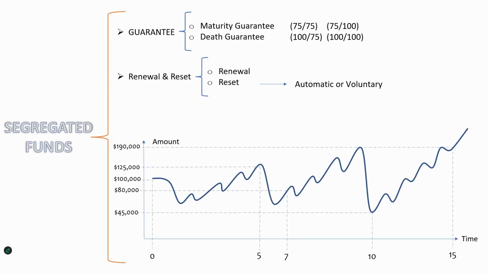Okay. So let's look at a couple of examples just to make sure that we understood everything. Let's say somebody puts in $100,000 on year zero. Let's go with a 75-100. So 75% guarantee on the maturity date and 100% guarantee at the time of death.